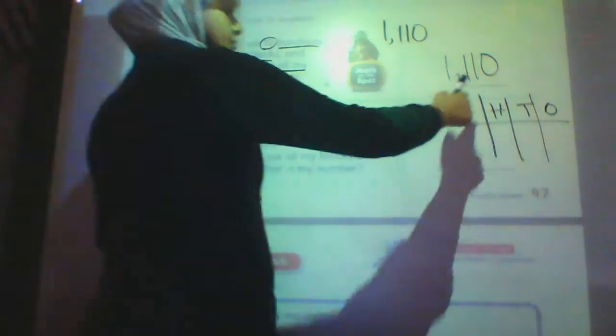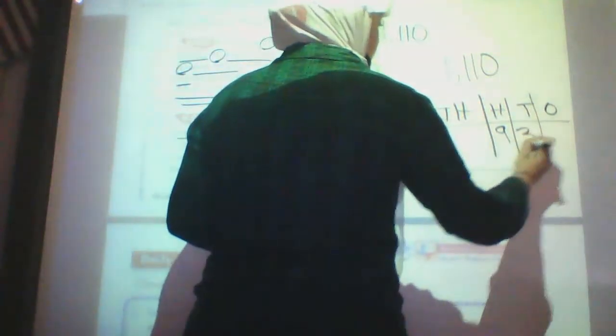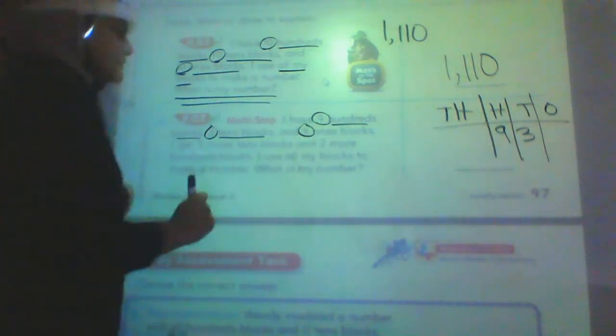I have 9 hundreds blocks. That means in the hundreds place I put a 9. I have 3 tens blocks. That means in the tens place I put a 3. And I have 4 ones blocks. So in the ones place you put a 4.